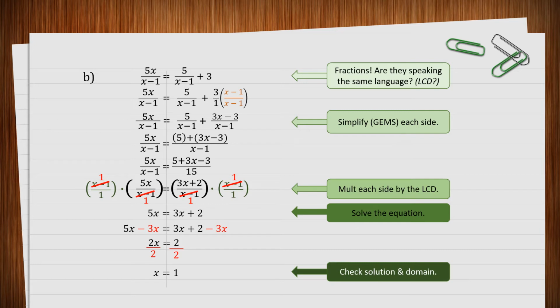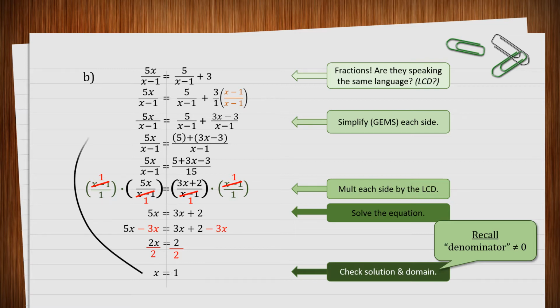But before you say that's your final answer, you will need to check your solution and the domain. Recall, the denominator cannot equal 0. If you plug your solution back into the original problem, will it cause the denominator to equal 0? Well, 1 minus 1 does equal 0, which means we cannot keep that solution. And if we don't have an answer, what do we say the final answer is? We say it has no solution.